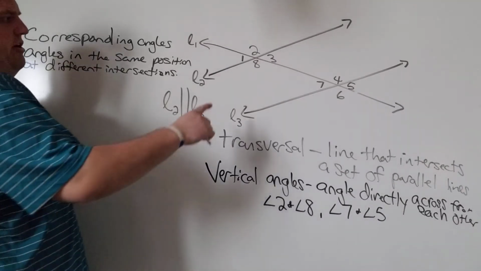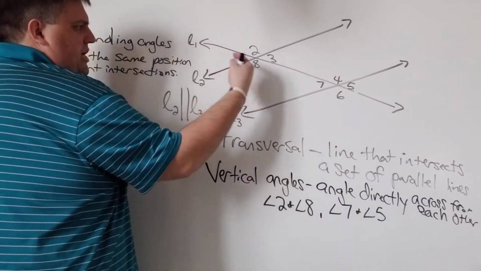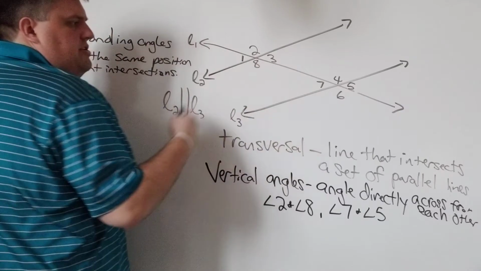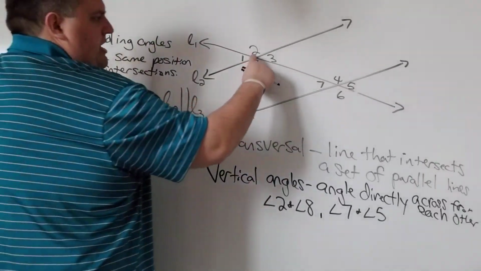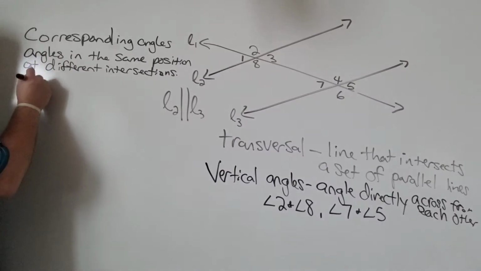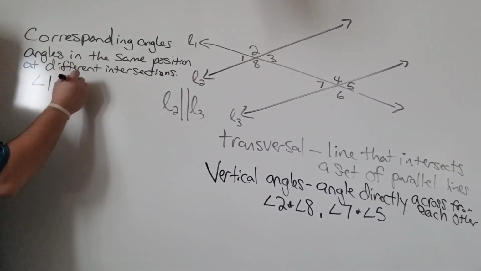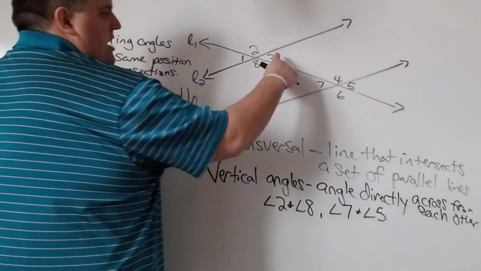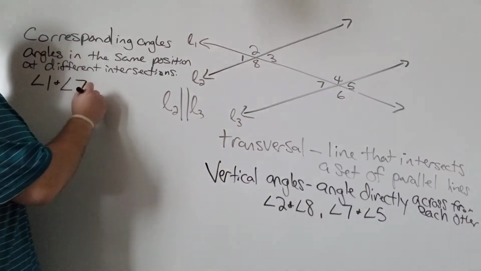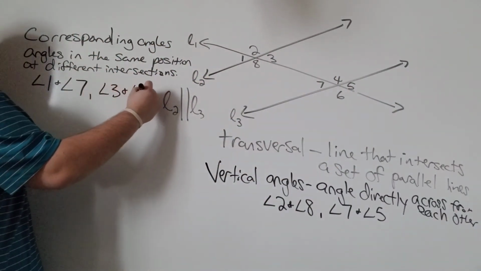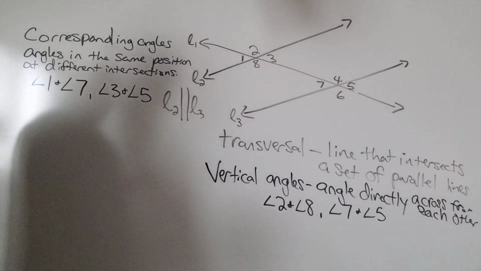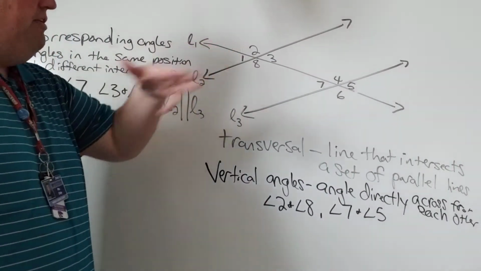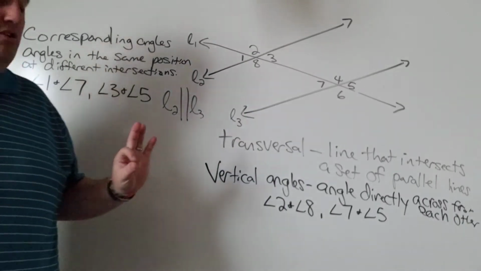So, for example, in our picture here, angle 1, maybe I call this like west. If I look down here, it corresponds to angle 7 because they're in the same position, just at the different intersection points. So angle 1 is actually going to be congruent to angle 7 because they are corresponding angles. Same with angle 3 and angle 5, right? And angle 2 and angle 4 and angle 8 and angle 6, right? Those are all corresponding angles. So they're in the same spot, just at different locations. And that's going to make them congruent, which is important.